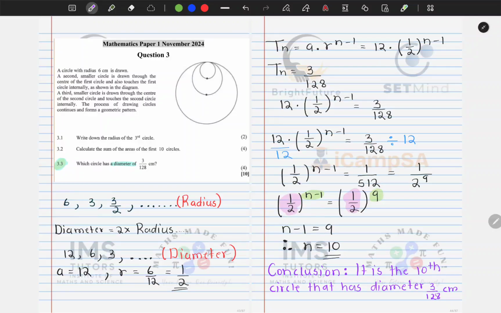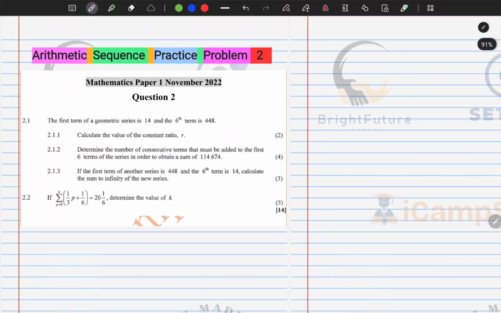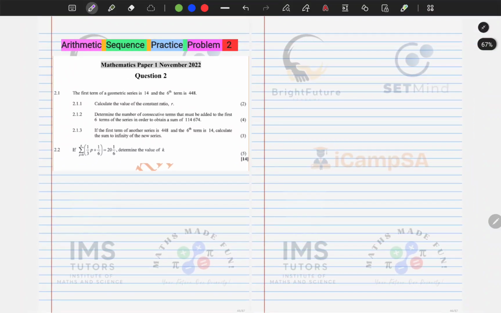So I hope this does make sense and you actually understand the problem which we just did. So the next problem will be a problem from the 2022 exam paper. Let's have a look at it.